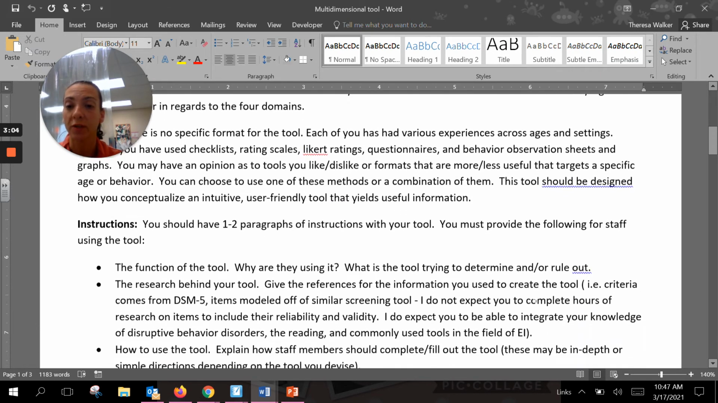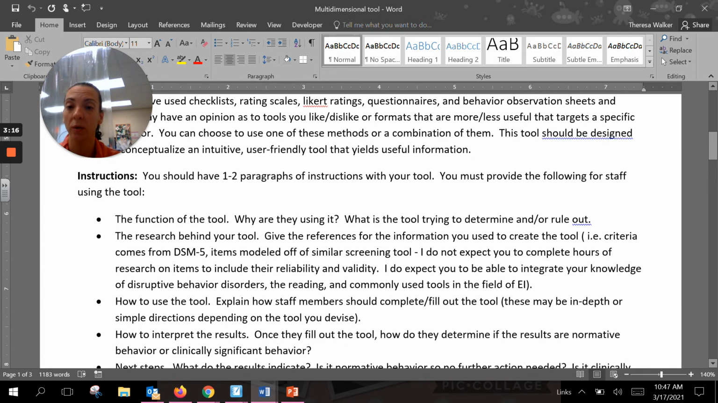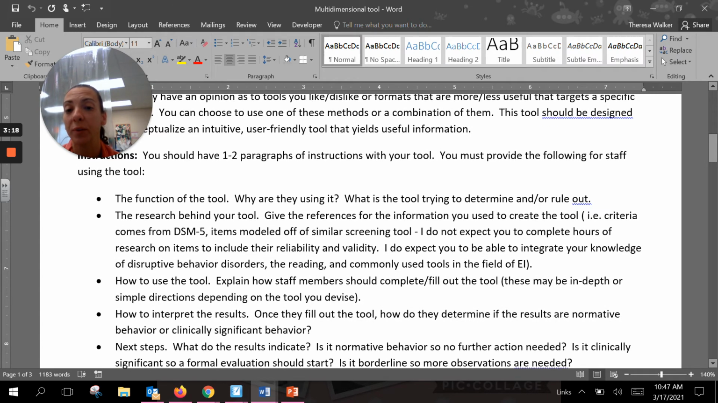For the instructions, you should have 1 to 2 paragraphs of instructions with your tool. You must provide the following for the staff: the function of the tool, why are they using it, and what is the tool trying to determine and or rule out. The research behind your tool. You're going to give references for the information you use to create the tool, i.e. the criteria comes from the DSM-5, items are modeled off of similar screening tools.